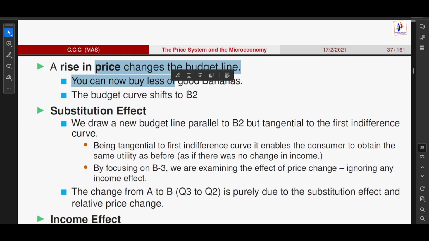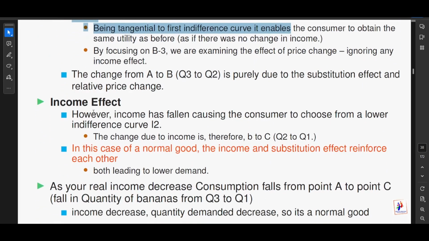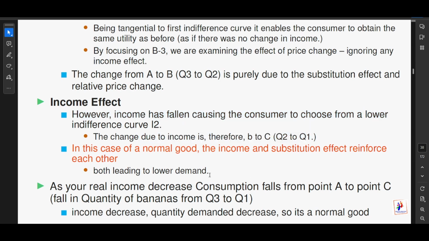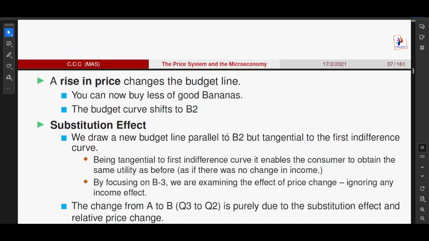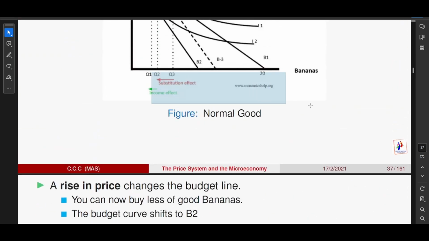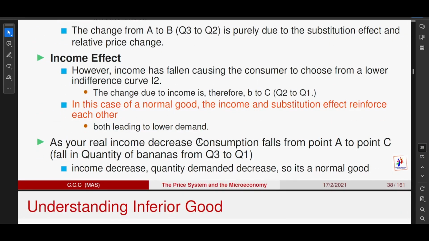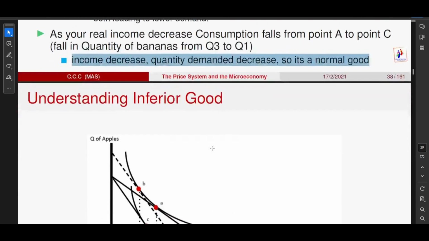This is what we're saying. You buy less banana on the budget curve, the substitution effect. We draw the parallel line, the income effect. However, income has fallen, so we look at the change due to income. In this case, for a normal good, the income and substitution effects reinforce each other, both leading to lower demand. It's what I was saying here: the person demands less banana, so it follows the theory of a normal good. Income decreases, quantity decreases, so it's a normal good.